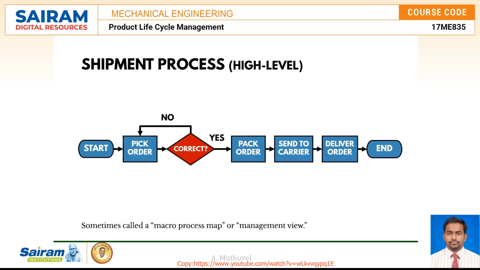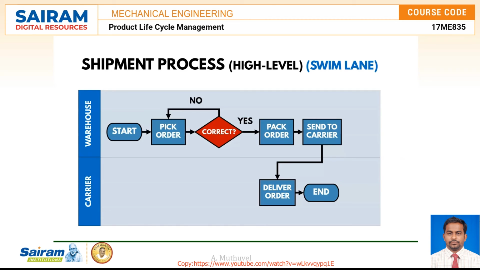Now, this high-level process flow is sometimes called a macro process map or a management view. Now, as you create a process flow, you can go into varying levels of detail. And as an example, you could take the picking the order step and probably split it out even further. But you may not need to do so. It kind of depends on who your audience is, who you're communicating this process flow to. Now, what you don't see in this particular view is who does what. And that's where a swim lane, another version of this process flow diagram, comes in handy.